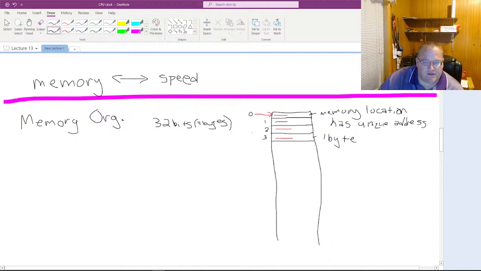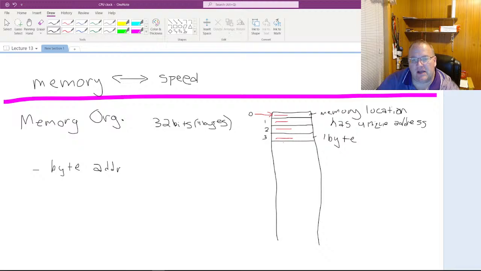this is an example here of word addressable. Oh, wait, no, sorry, this is not word addressable. This is byte addressable. Because remember, I'm saying that each one of these slots has a byte in it. So this is byte addressable. And in byte addressable, in this case, there are four addresses per word. That's a technical term.